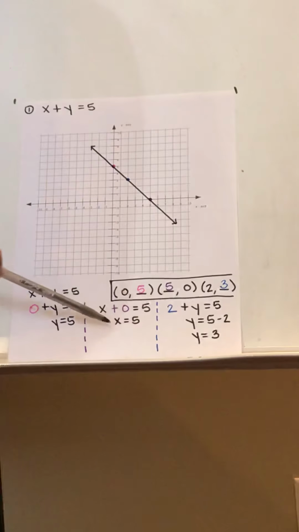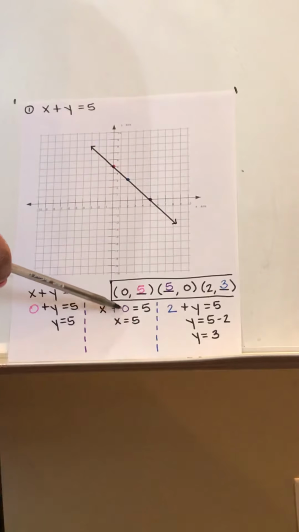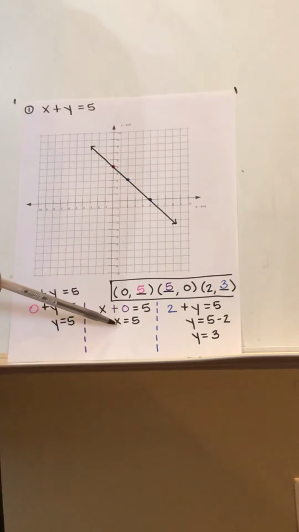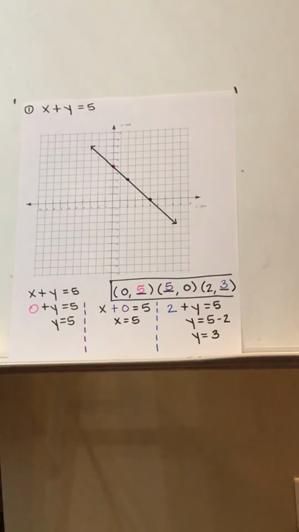The second ordered pair says let your y be 0. So in that same equation, where my y was, I put the 0. So I got x plus 0 equals 5. Well, that means that's gone, so you just got x equals 5. So that means the x number must be 5 if I let my y be 0.